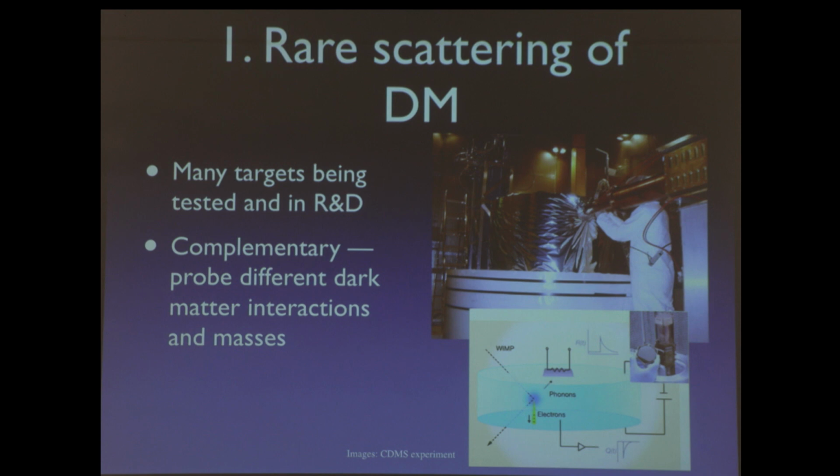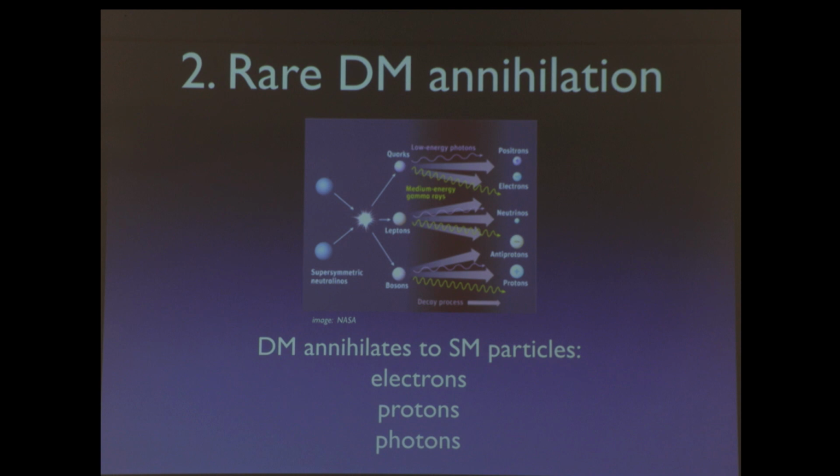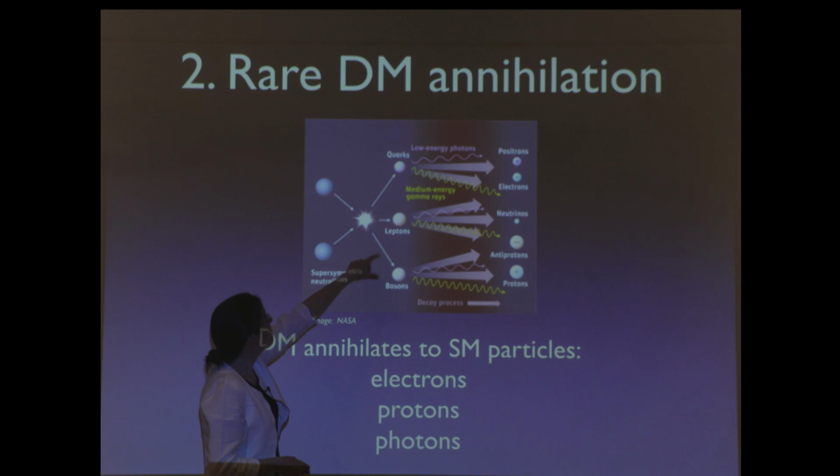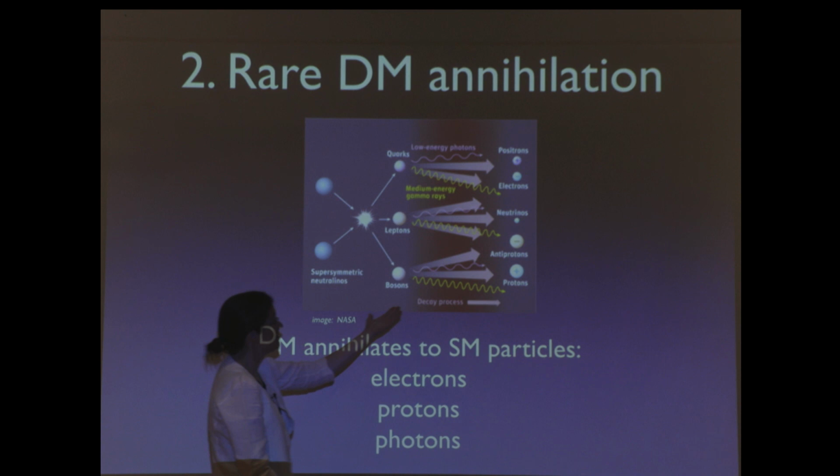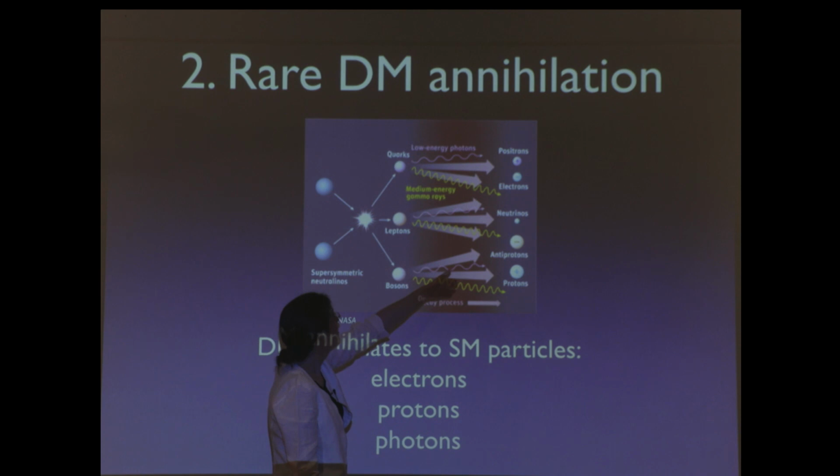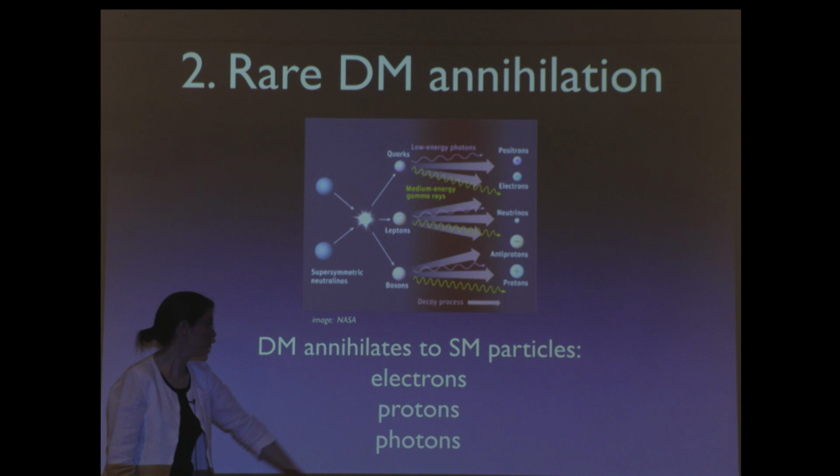The second way we can look for dark matter is in our galaxy through a process known as dark matter annihilation. Dark matter, it turns out, can annihilate with itself, at least in some theories. When it annihilates, it produces standard model particles, and those standard model particles we can then detect. So the dark matter itself is hard to detect, but the annihilation products are easy to detect. It annihilates to electrons, protons, and photons, all of which we can detect with satellites.